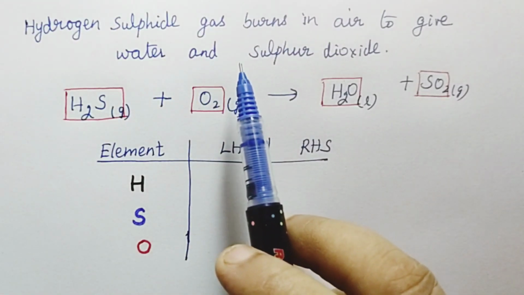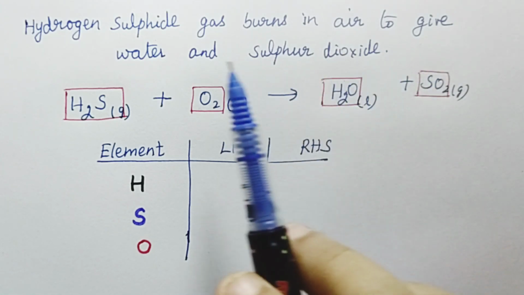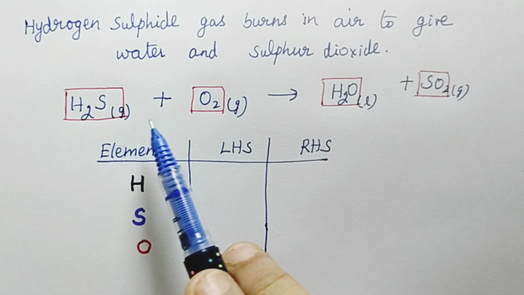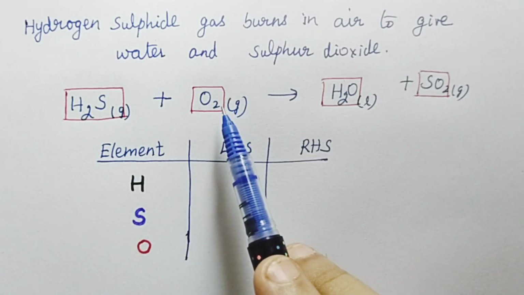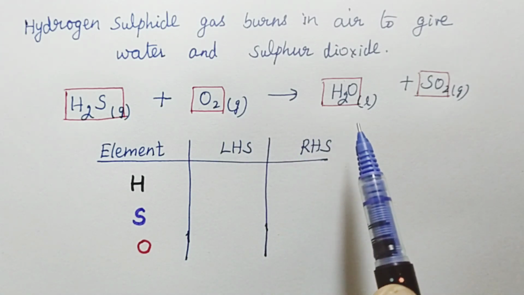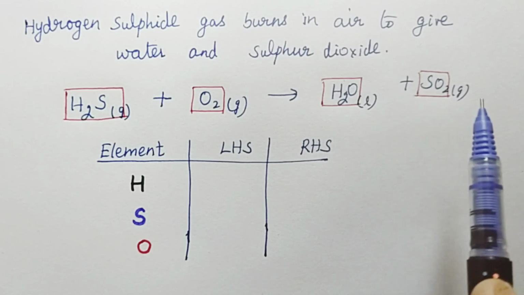Hydrogen sulfide gas burns in air to give water and sulfur dioxide. Formula for hydrogen sulfide H2S, it's a gas, so G, plus air, that is oxygen present in the atmospheric air, so O2 gas gives water, H2O, that is a liquid, and sulfur dioxide, so plus SO2 gas.